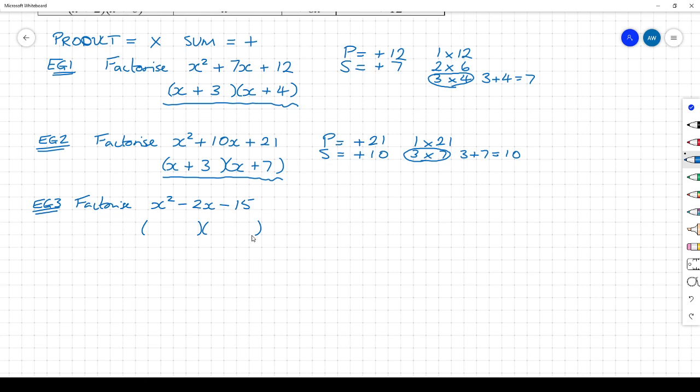Pair of brackets. There's 2, which reminds me to put 2 sets of brackets. Right, 2 pairs of brackets. Pop an x in, because the x times the x gives me x squared. Now the two numbers that I have to work out are such that the product of those two numbers is minus 15, and the sum of the two numbers is minus 2.